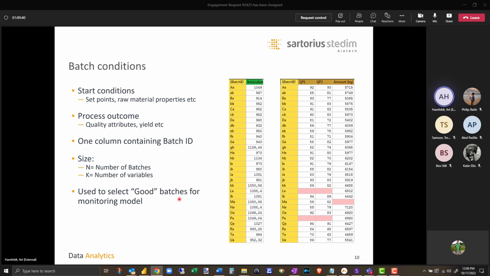And use the select good batches for monitoring. So what we want to do, if we're going to monitor, is make sure the process is running the same way.